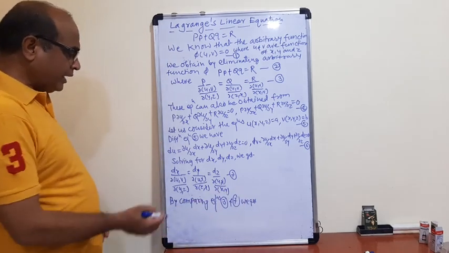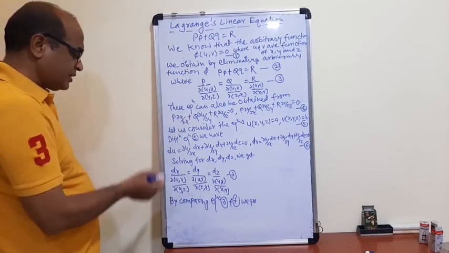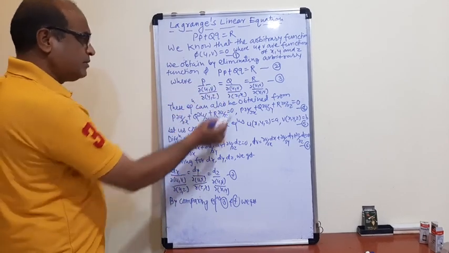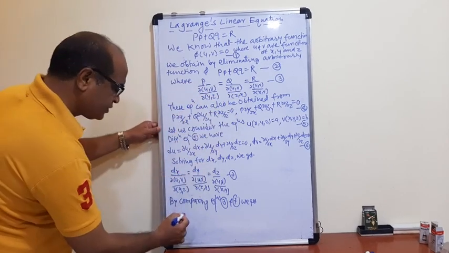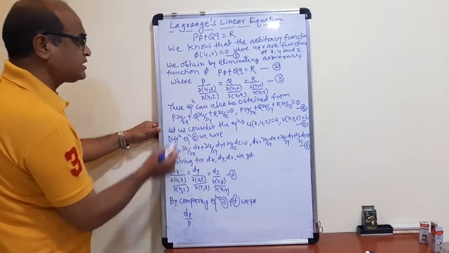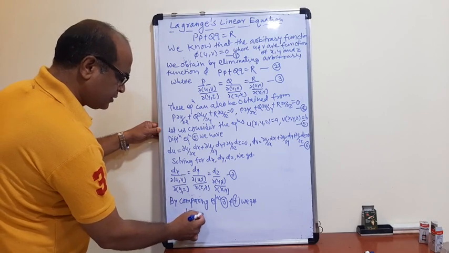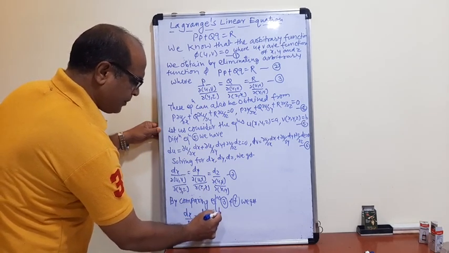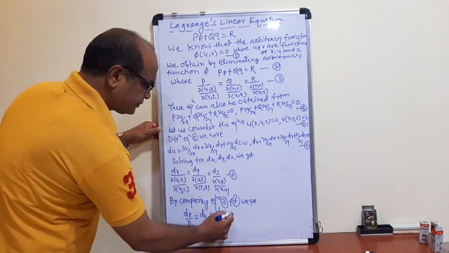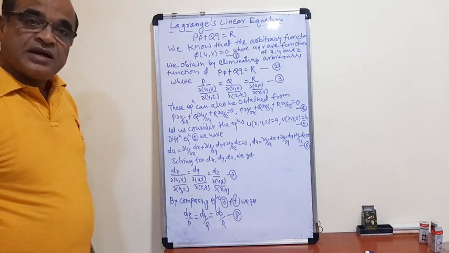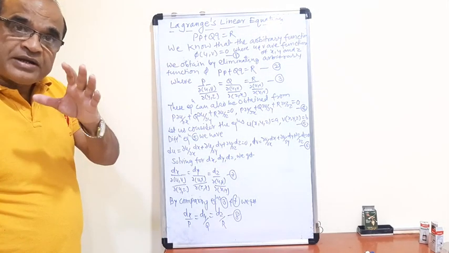What happened? So we compare this equation and this equation. So the denominator is the same here, this is same, this is same. So what happened here? So dx upon p is equal to dy upon q is equal to dz upon r. So what is this? This is an ordinary simultaneous differential equation.